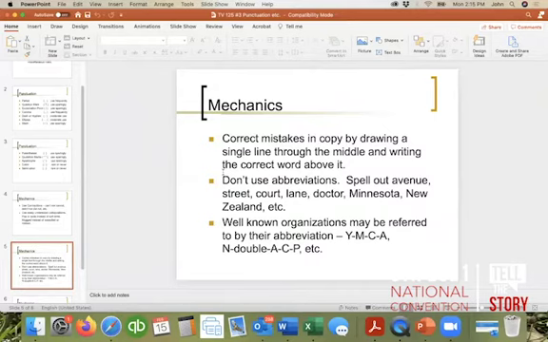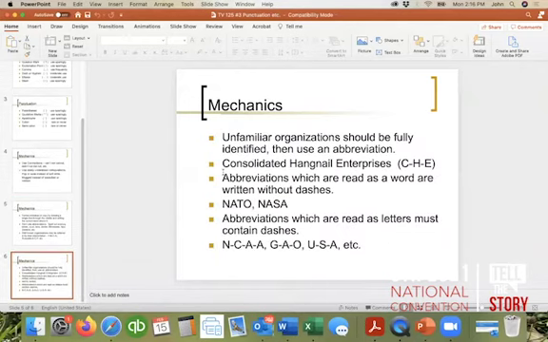Well-known organizations may be referred to by their abbreviation like YMCA, NAACP. In fact, most people probably don't even know anymore what those mean, but they're so commonplace. Same thing with like NASA. Unfamiliar organizations should be identified and then use an abbreviation so people know what you're talking about after that. Consolidated Hangnail Enterprises, or CHE. I mean, you could go on like that.